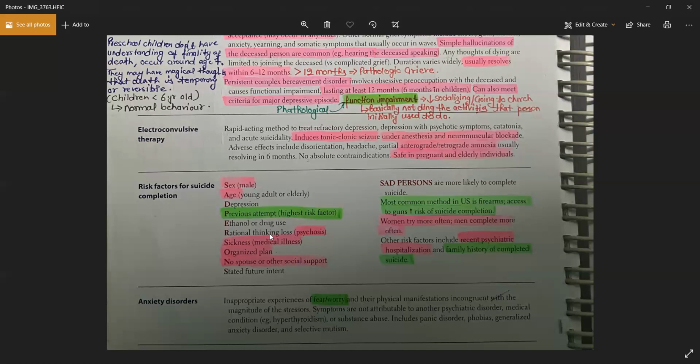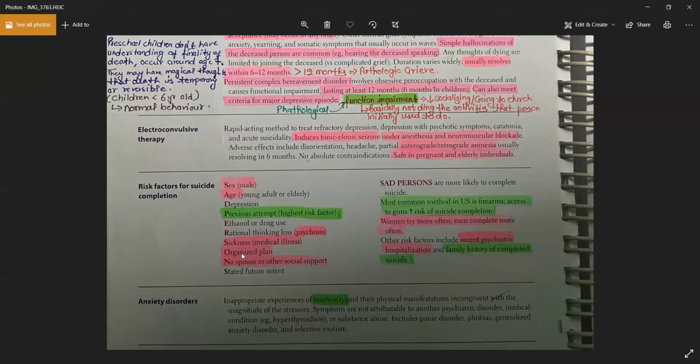Sickness can do that. Whenever I tell you about an elderly patient having any kind of sickness, they become very prone to developing depression, and then they will get suicidal also. An organized plan, like having a gun or a fan with a rope tied on it, will make them a completed suicide patient. Having no spouse or any kind of social support, like friends or relatives, if the patient is socially isolated, makes them very prone to suicide.